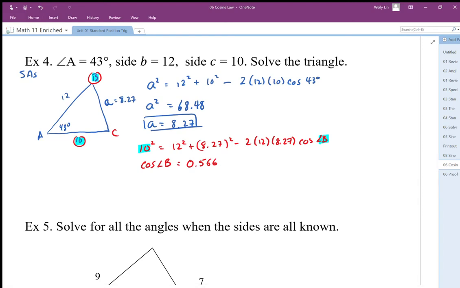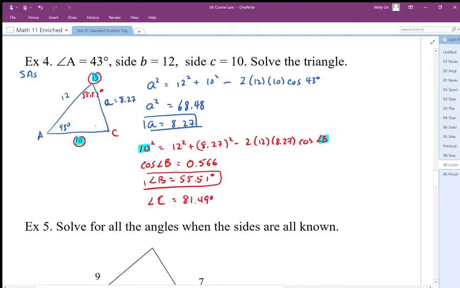I get 55. Angle B works out to be 55.51 degrees. Okay, so there's my unknown angle B, 55.51 degrees. Angle C I get by deduction. Okay, angle C is going to be, let's see here, 43. So I'm getting 81.49 degrees. So that's my angle C, 81.49 degrees.